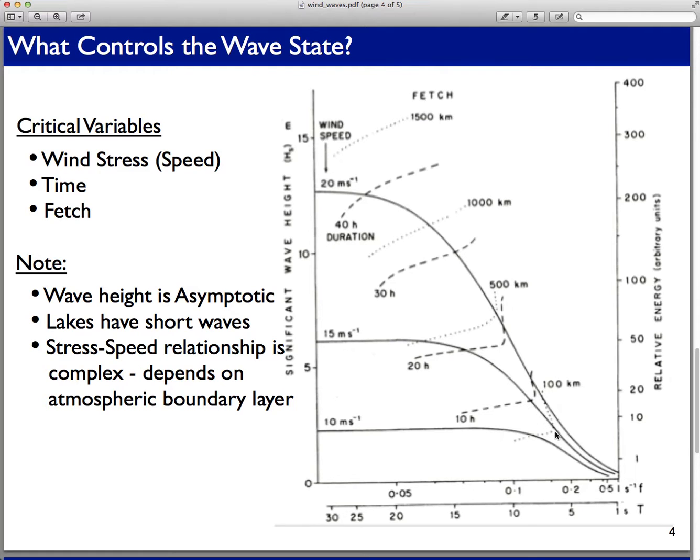For example, if you only have 100 kilometers of water, even with an infinite amount of time, you cannot build to this asymptotic wave state. So this has some influence. So this gives you the fetch and the wind duration constraints on the ability for the winds to build to their asymptotic heights. This is again just a sketch. It isn't perfect, doesn't take into account wave current interactions, shoaling, and other complexities.